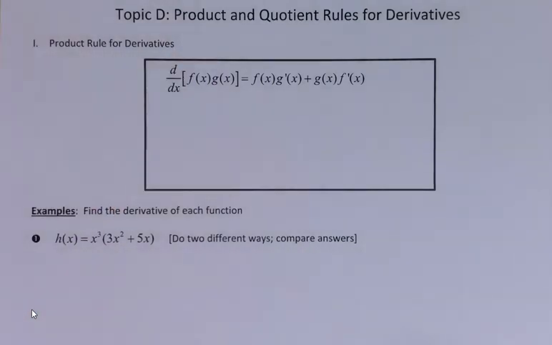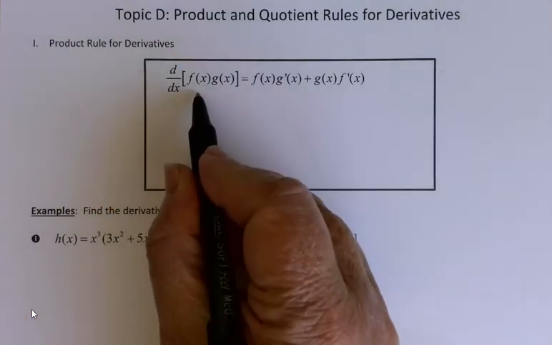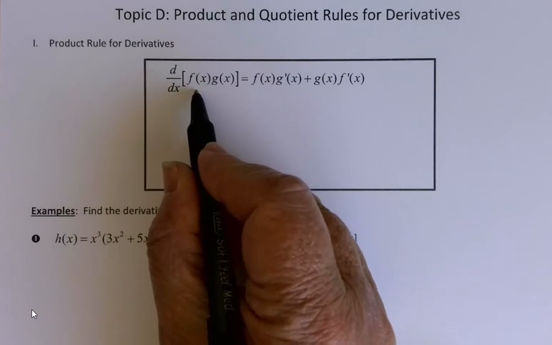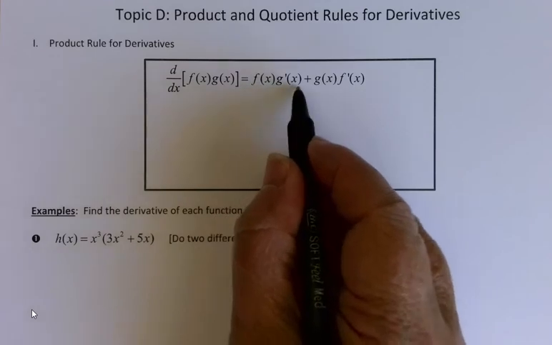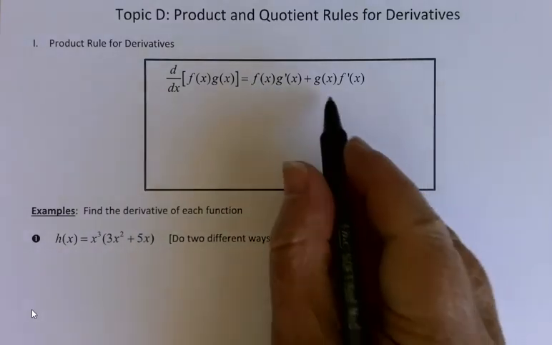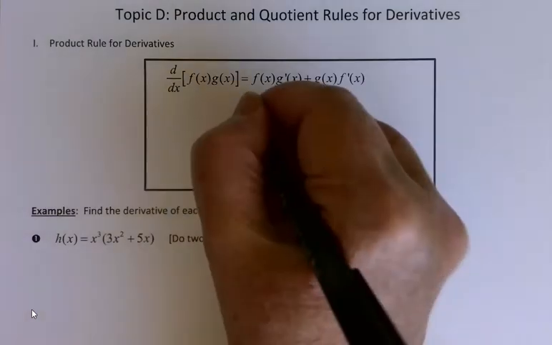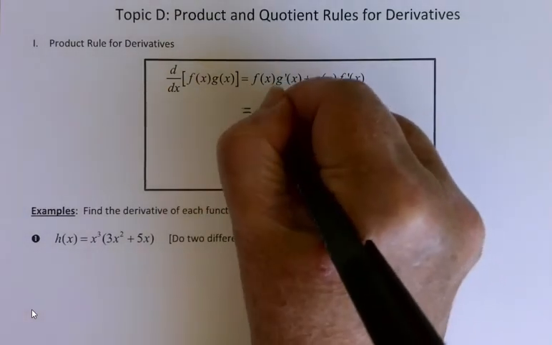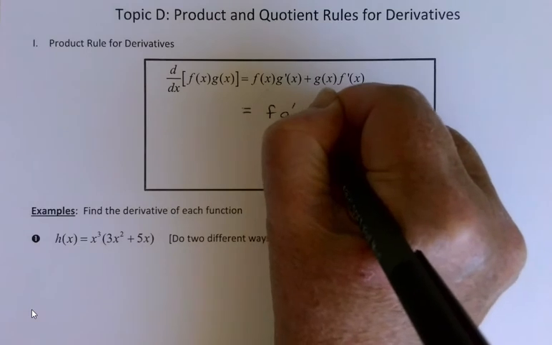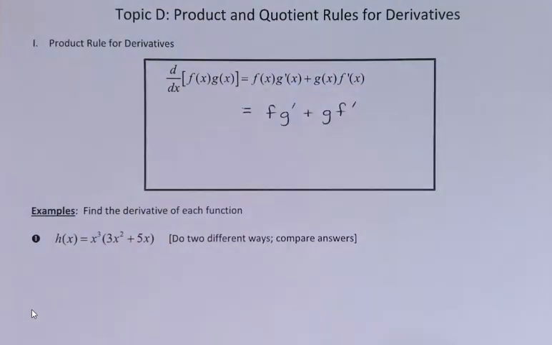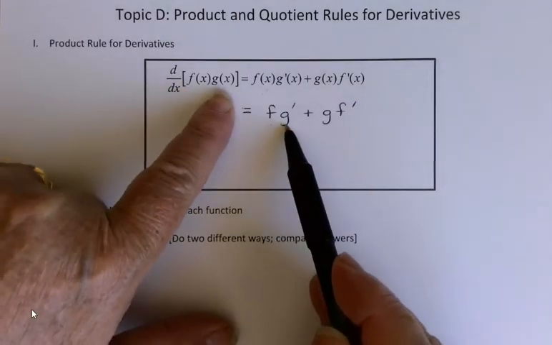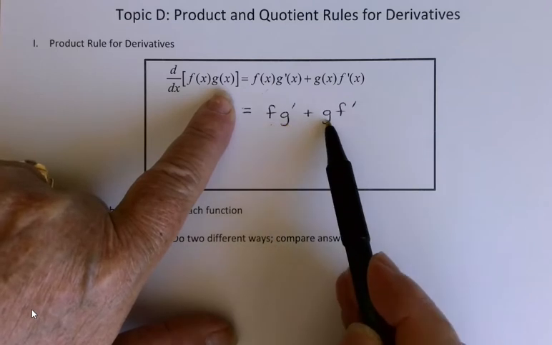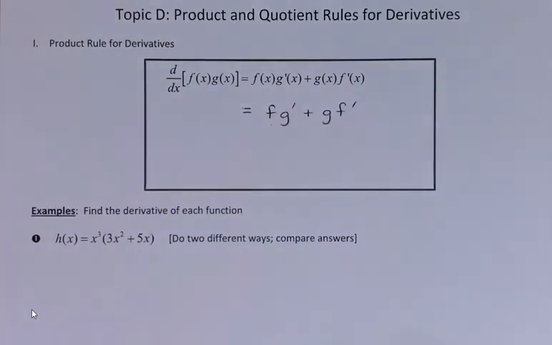I'm going to start with the product rule for derivatives, and it says that the derivative of two functions that are multiplied together, f of x times g of x, is f of x times g prime of x plus g of x times f prime of x. Or in shorthand, we might just write fg prime plus gf prime. Sometimes in words, people remember this as first times the derivative of the second, plus the second times the derivative of the first.